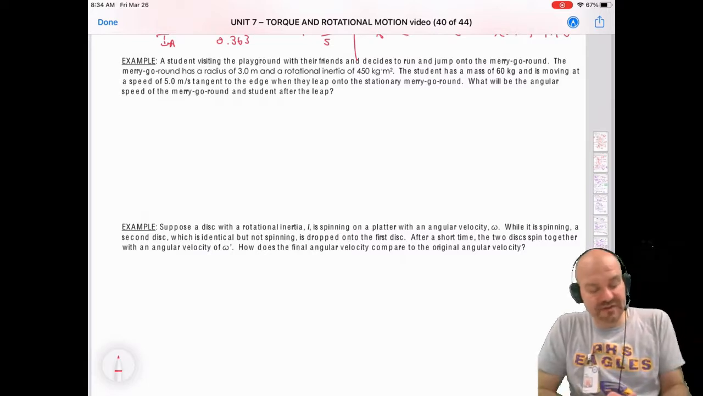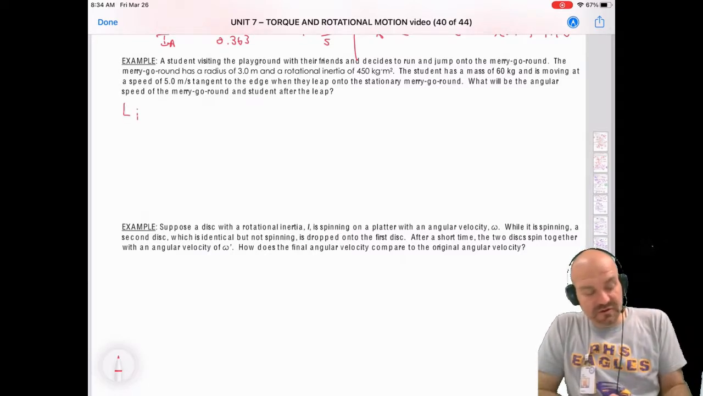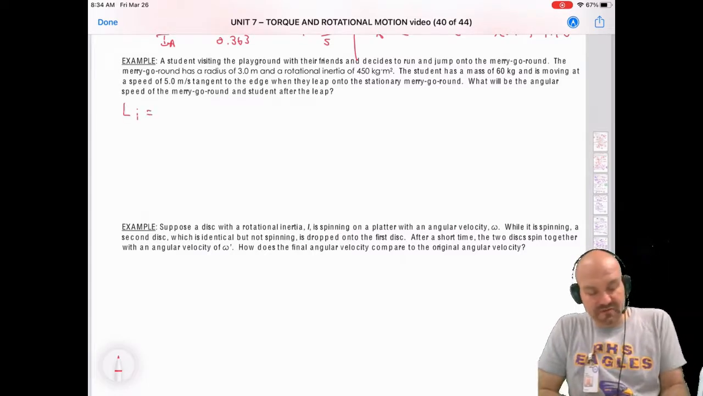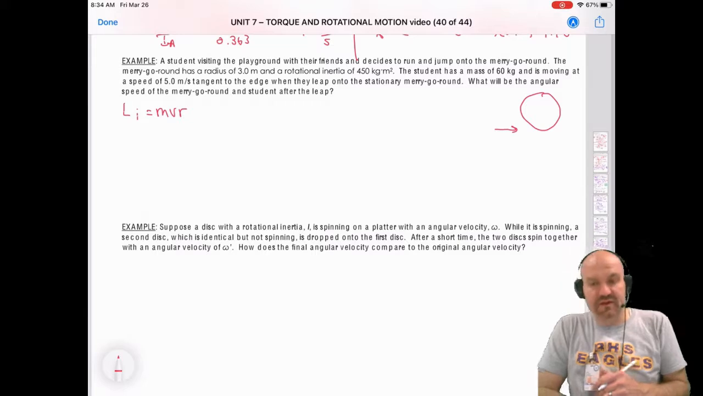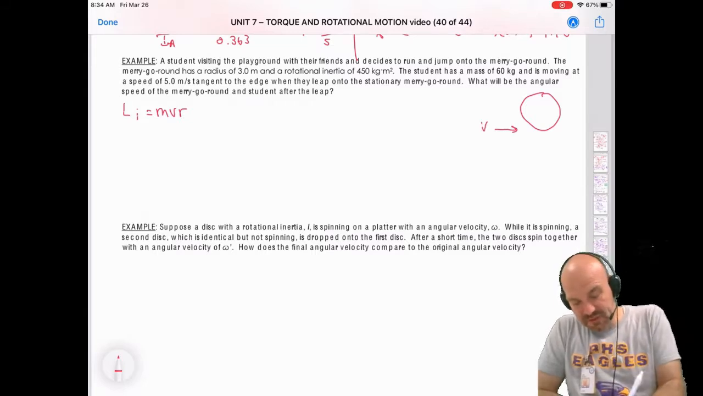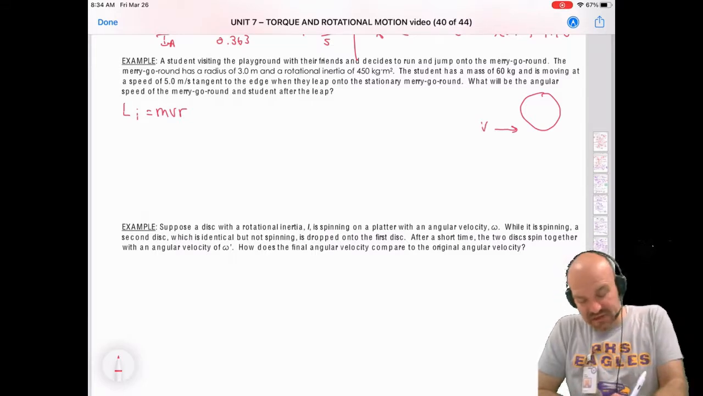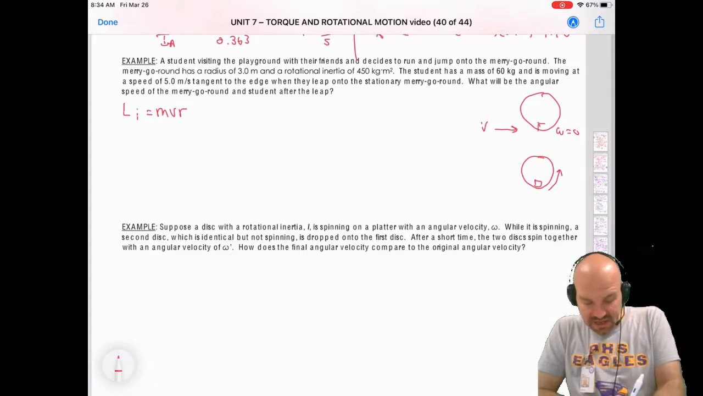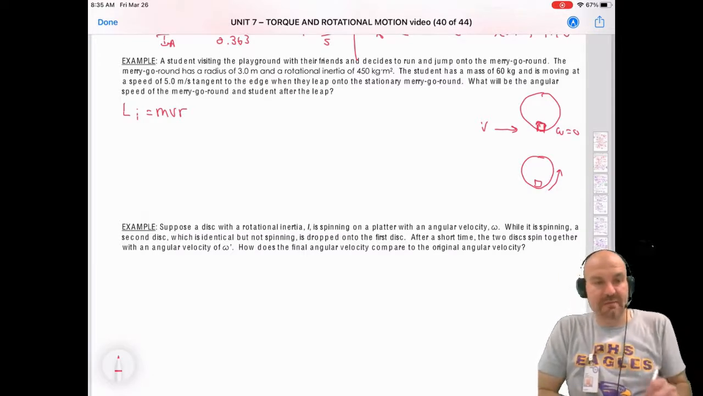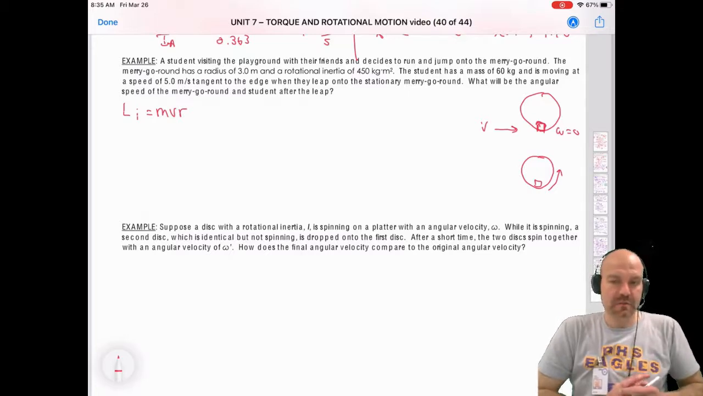So what happens is, really, the rotational inertia of the system before is only provided by the student, right? And so if you want a physical picture, here's before, right? The student's running like this with a velocity, and this is not rotating yet, right? And so our omega would be 0. And then afterwards, the student is out here, and now it's rotating. And so once they jump onto the circle, it's transferring its MVR onto it.